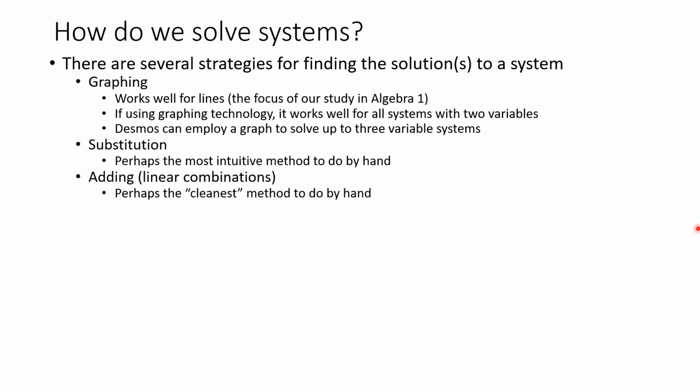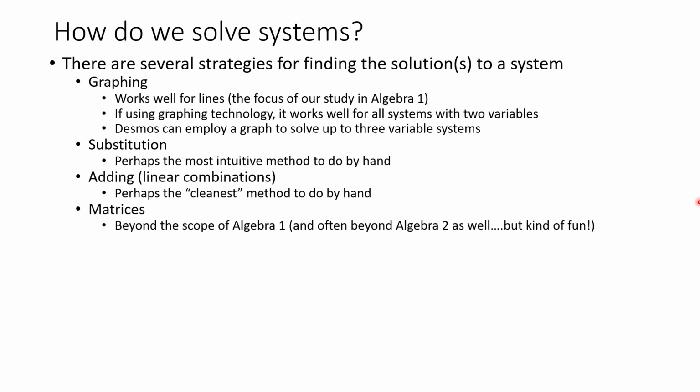Next one is sometimes called adding. I've seen it called adding or subtracting. You'll also see the term linear combinations. This one is perhaps the cleanest method to do by hand, meaning that if you do this method right, you can avoid a lot of fractions and kind of messy substitutions. So the substitution method can get pretty messy. This method is actually pretty clean. What is more challenging about it is it does require some pretty good number sense because you have to make decisions about how to do multiplication in that.